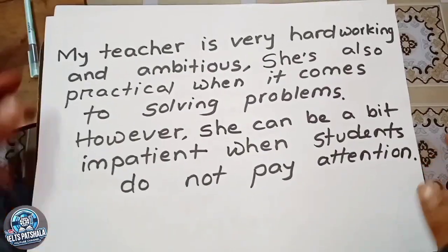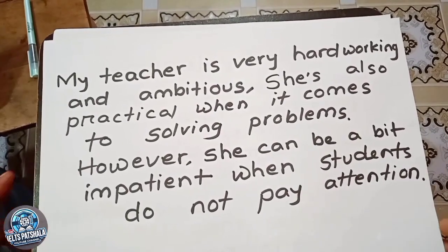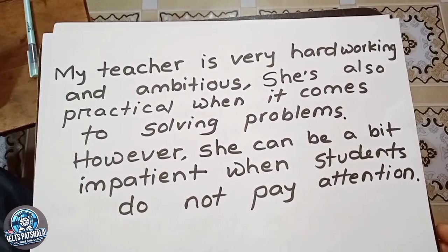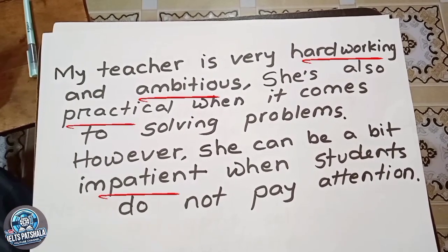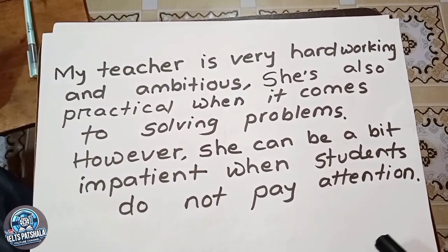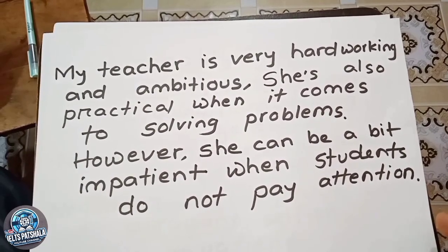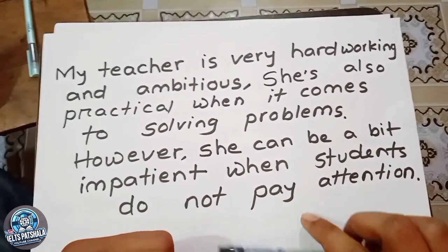Example to explain. For example, if someone asks you to describe a teacher, you could say, my teacher is very hardworking and ambitious. She is also practical when it comes to solving problems. However, she can be a bit impatient when students don't pay attention. Here notice how we used a mix of traits to make the description more realistic.